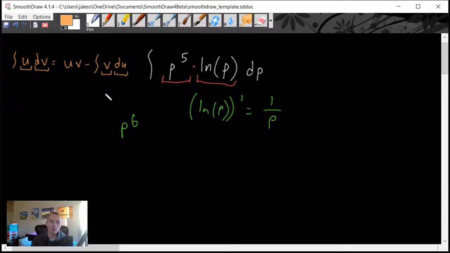So just kind of looking ahead a little bit, the integral of p to the 5th being some constant times p to the 6th, multiplying that by the derivative of ln p, which is 1 over p, those are going to simplify down into just a p to the 5th term, which should be pretty easy to integrate. We can do that just using the power rule. So let's see how this actually plays out.